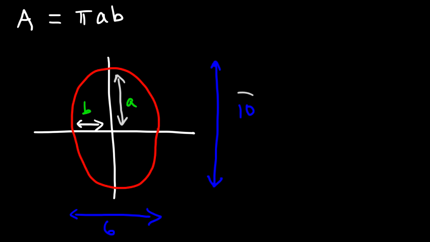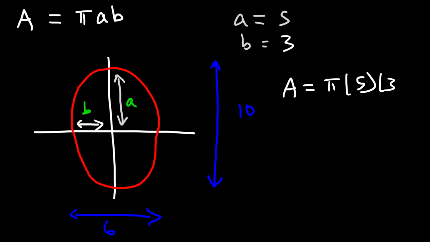So A is 1/2 of the length of the major axis. So in this example, A is 5, and B is 1/2 the length of the minor axis. So B is 3. So then the area, which is pi AB, is going to be pi times 5 times 3. So it's 15 pi square units in this example.